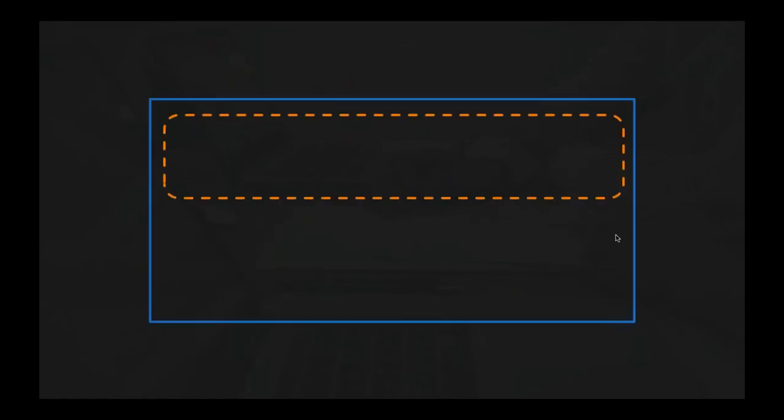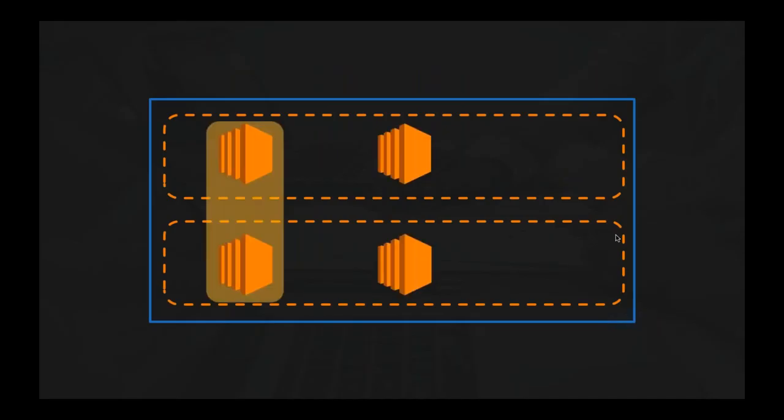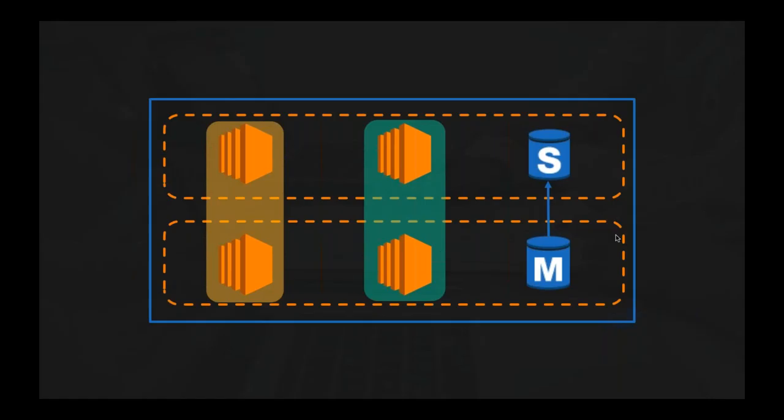So let's say this is your VPC, you have two availability zones. You have the first tier on which you have done auto scaling. Then you have the second tier on which again you have auto scaling. And then you have the database. So request will come from the front tier to the middle tier, and from the middle tier, the request will go to the master node. And the master node will duplicate this data to the slave copy.